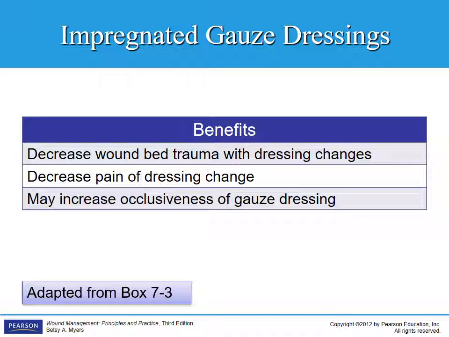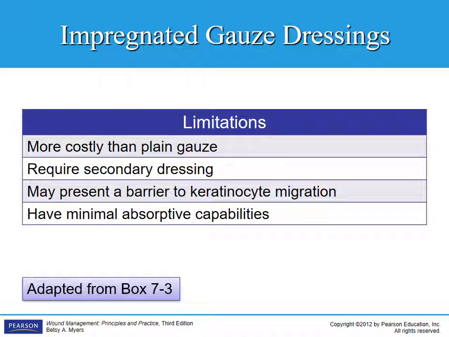The benefits are decreased wound bed trauma with dressing changes, you can decrease the pain, and it may increase the occlusiveness of the gauze dressing. Limitations: it's more costly. It does require secondary dressing. You have to put something around it. You can't just put it on the wound and let the patient go. There's got to be another dressing around it. And it may present a barrier to keratinocyte migration.